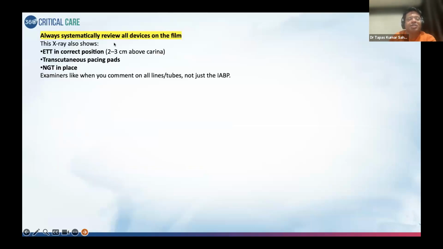Always systematically review any X-ray you are getting, all devices and the film. In this X-ray, the ET tube is in the correct position, 2 to 3 centimeter above the carina, transcutaneous pacing pads, NG tube in place. Examiners like when you comment on all lines and tubes. I have already told you, not just the IABP.